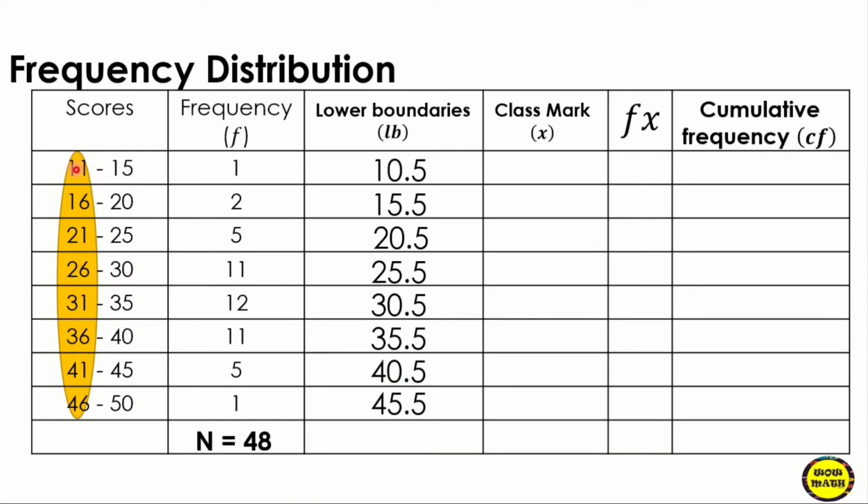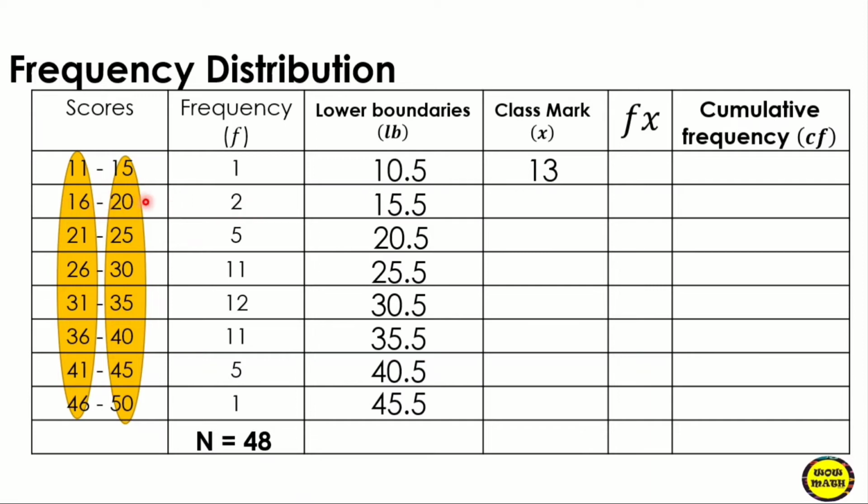Okay, so again, pag kukunin na ng lower boundaries, dito tayo kukuha sa lower limit and then babawasan natin ng 0.5. Class mark, ibig sabihin ng class mark, that is the midpoint of the lower and upper limit. So ano yung gitna ng 11 and 15? Pwede natin, ang gawin natin, add natin itong dalawa, then divide by 2. So 11 plus 15, that is 26. Okay, divide it by 2, the answer is 13.